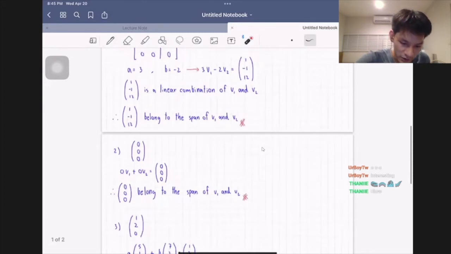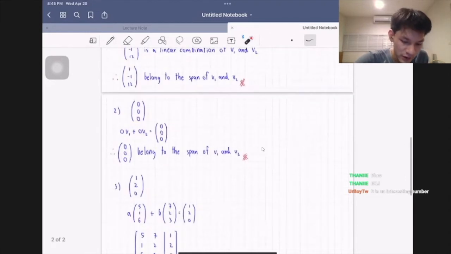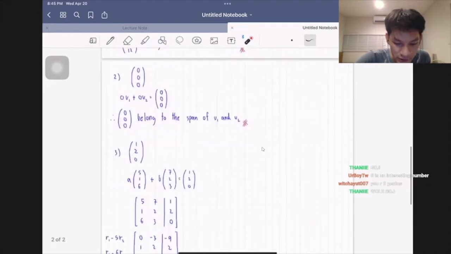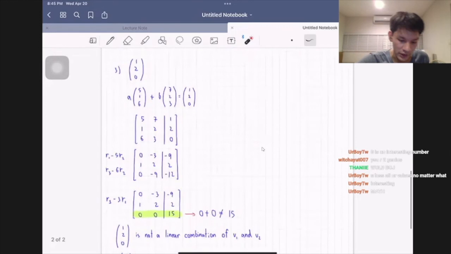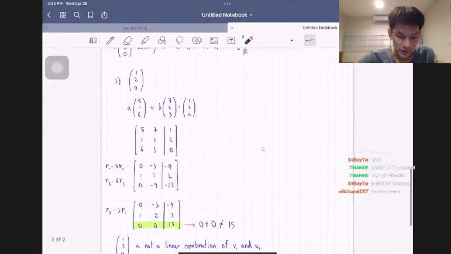Does the vector 1, 2, 0 belong to the span of V1 and V2? We write the same thing as in question 1, which is A times vector 5, 1, 6 plus B times vector 7, 2, 3 equals vector 1, 2, 0, and we get this matrix. Okay, so now we're going to calculate this one. We subtract row 1 by 5 times row 2 again, and subtract row 3 by 6 times row 2. Then we get this result.